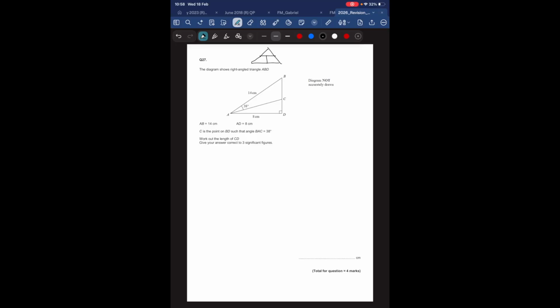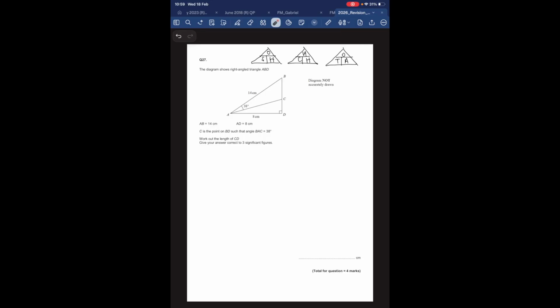So we have SOH for the sine formula triangle. We have CAH for the cosine formula triangle. And then we have TOA for the tan formula triangle.